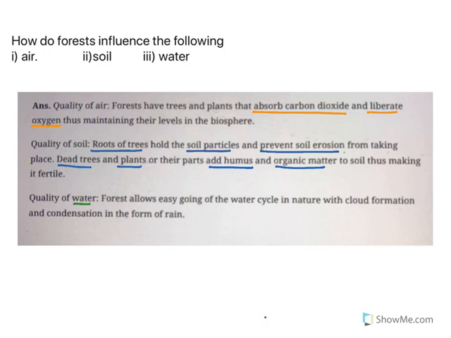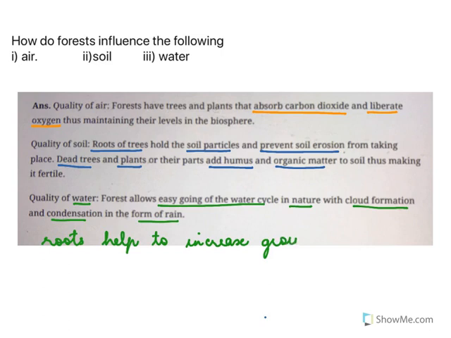Then we have the water. Forest allows easy going to the water cycle in nature and cloud formation, condensation in the form of rain. It also helps the roots to increase the groundwater level. These roots help the water to seep into the soil.